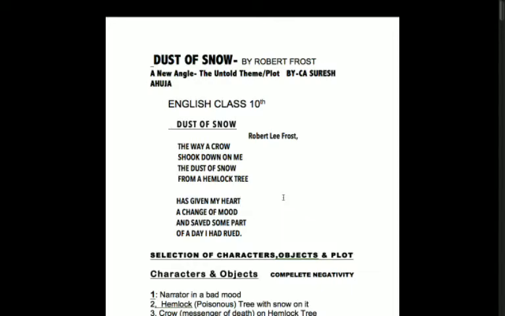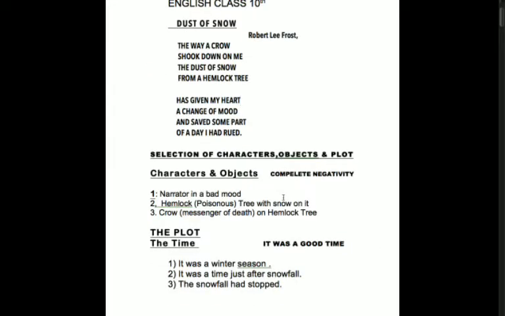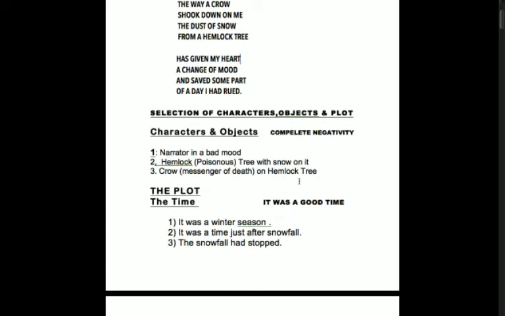So here in this poem, in the first stanza, the selection of characters, objects and plot as selected by the poet are full of negativity. As we can see, the narrator is in a bad mood. There is a hemlock, a very poisonous tree, with snow on it. Third, a crow is there, messenger of death, on the hemlock tree. So all these facts have been narrated in the first stanza.